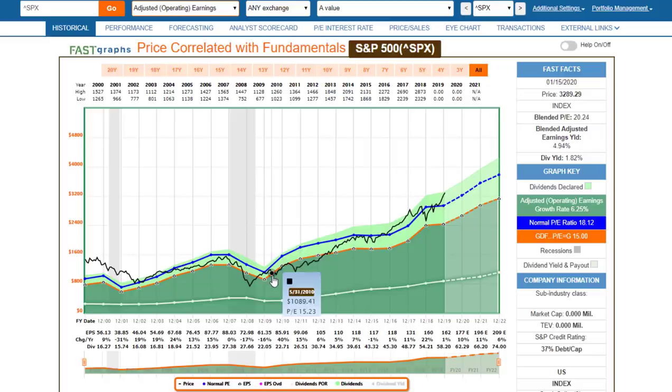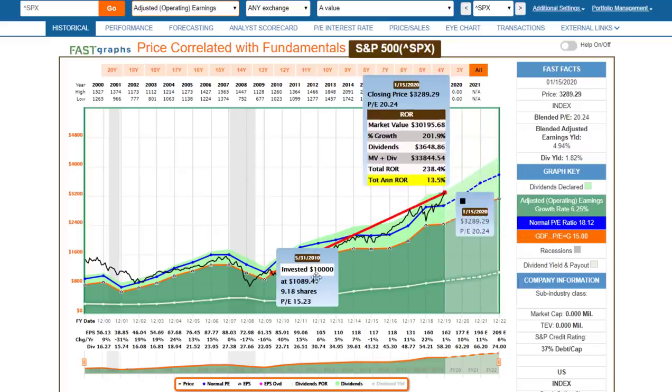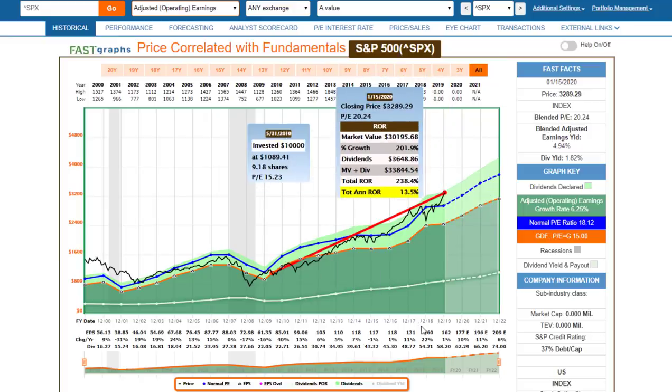So let's say I bought the S&P index fund in May of 2010 when this was trading at roughly a 15 PE, which I would call fair value. That's about a 6.5% or higher earnings yield. And I held it through yesterday's close. I would have averaged over 13.5% per annum. That's a really excellent rate of return. Now, I'm measuring performance at this point simply based on price change and dividends.